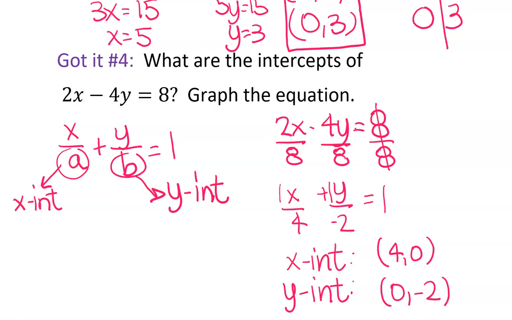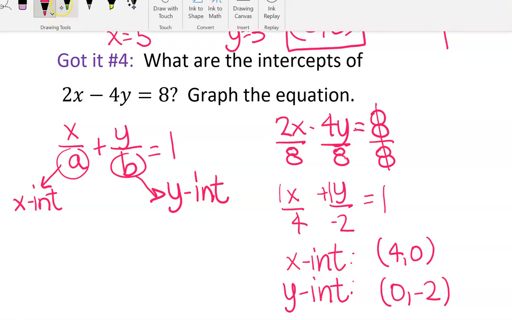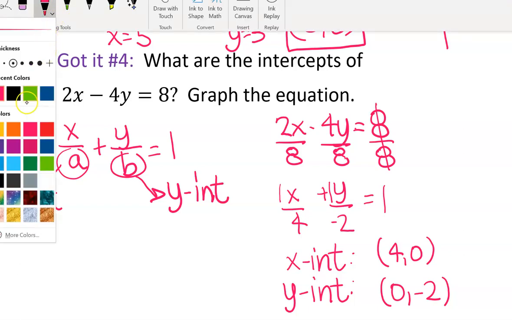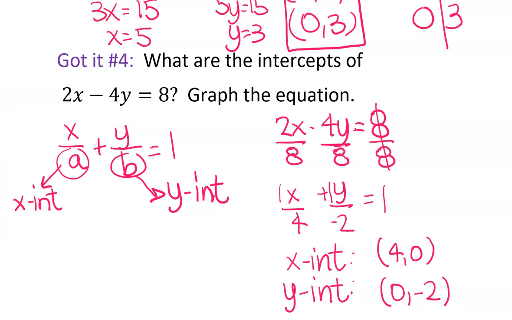Now, just to verify that that worked and that was okay, I'm going to do this one in a different color, the way we just did it last time, just to show you that it does work. Last time we did a little XY table. To find the x-intercept, we're going to plug a 0 in for y. To find the y-intercept, we're going to plug a 0 in for x.